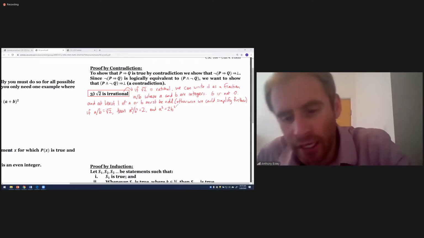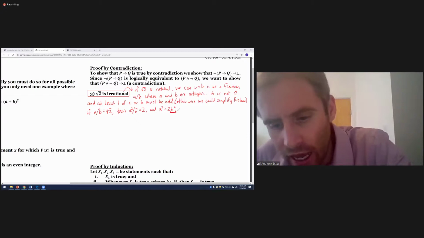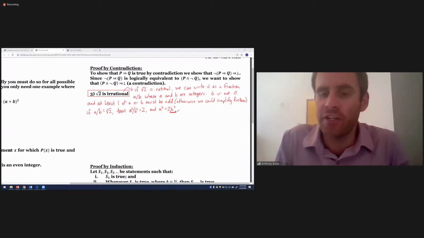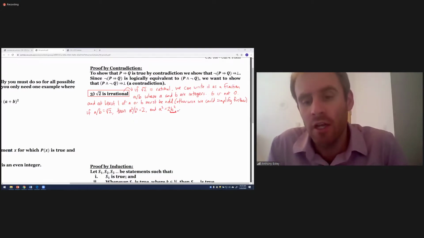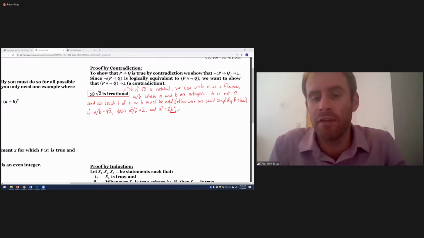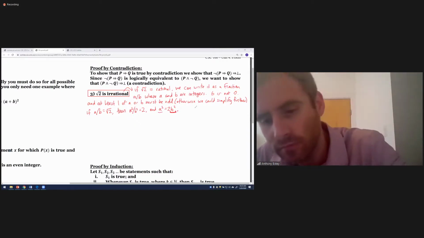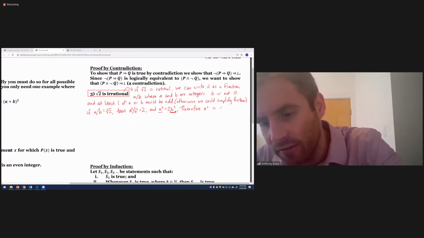Now, because b is an integer and we're squaring it, that's also going to be an integer. And any integer multiplied by 2 is going to be an even number. So with that equation, we know that a squared is even.